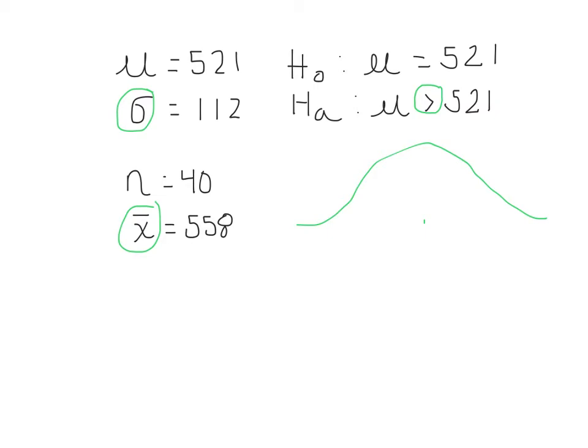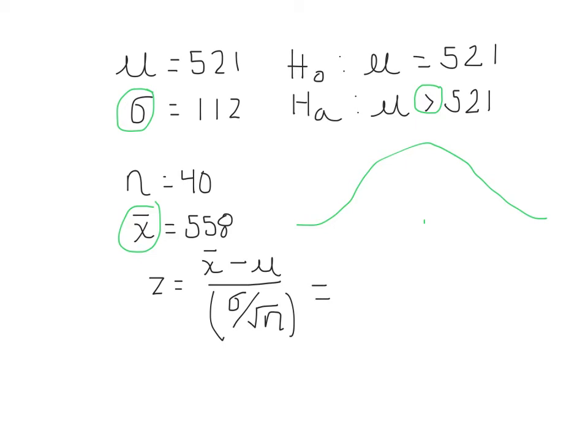So what we have to do first is calculate our test statistic, which again will be Z, because it's a normal curve because we know sigma. And Z is found by taking our sample average minus our population average divided by our standard error, which is found by taking sigma over root n.